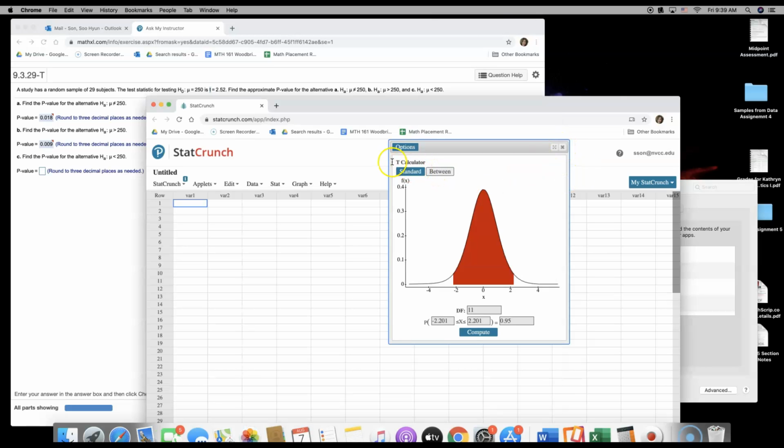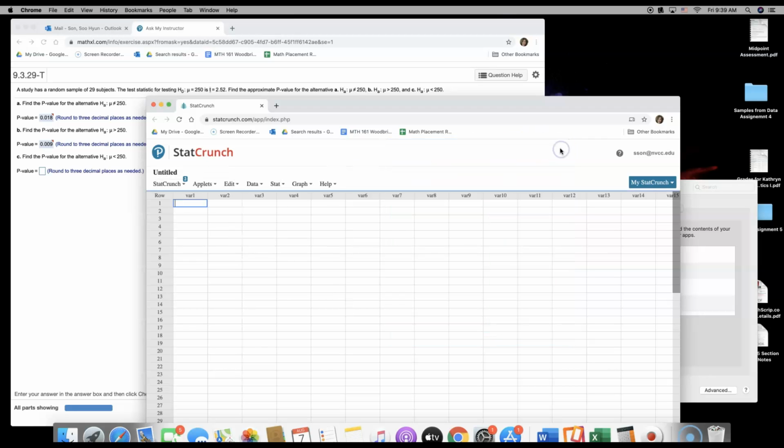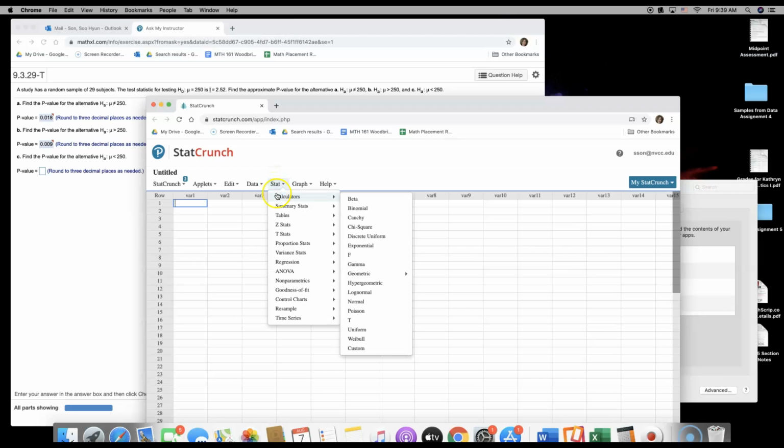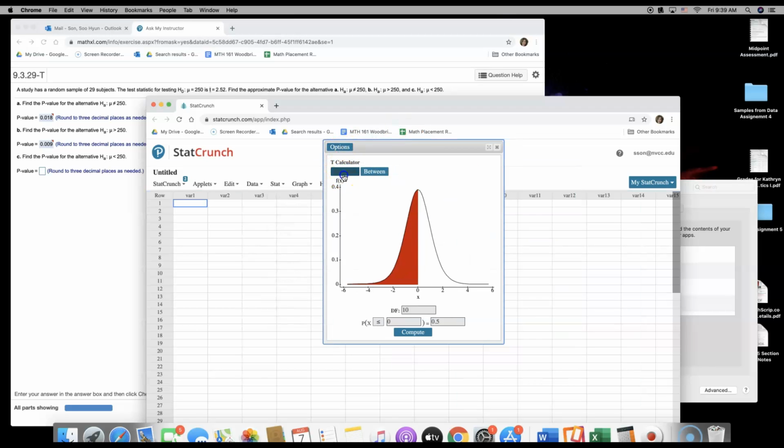I was just going over another problem with another student of the same type, the T test statistic. So let's open that up, stat calculators and T. For the degrees of freedom, if the sample size is 29, the degrees of freedom will be 28. Now the last one that we're going to do is that the alternative is stating that mu is less than 250.